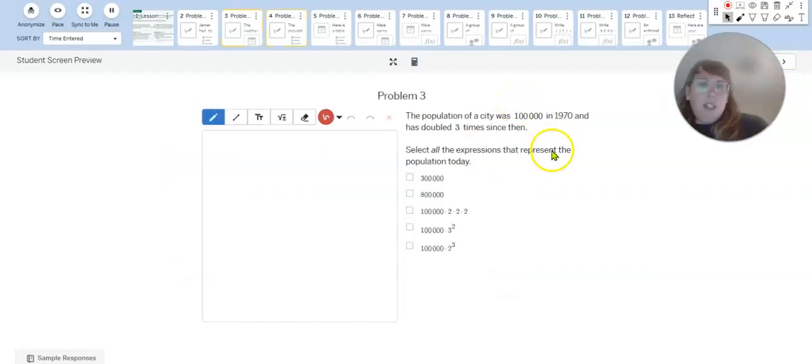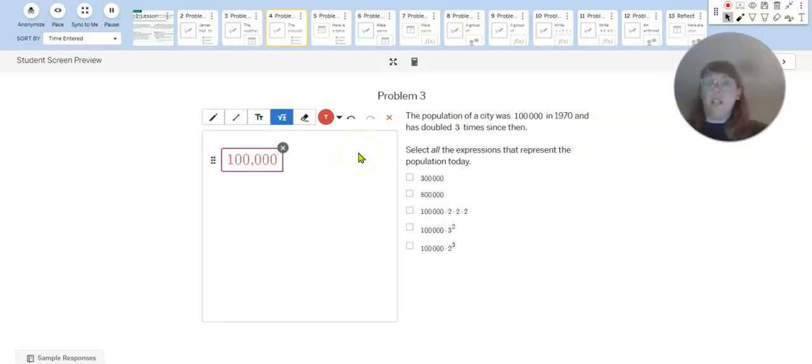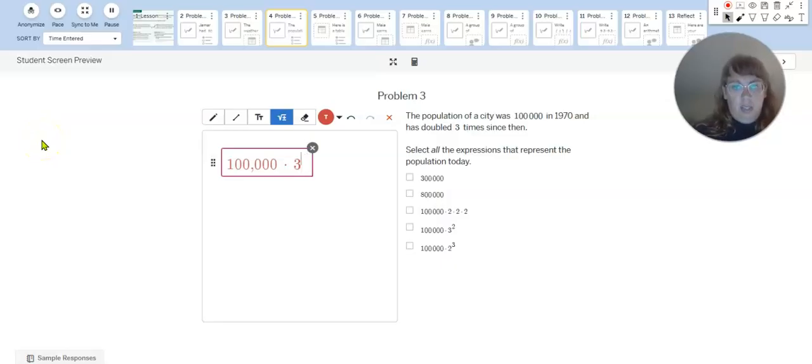The population of a city was 100,000 in 1970, and it has doubled 3 times since then. Select all the expressions that represent the population today. So we're starting with 100,000, and it's doubling. So it's going to be a geometric sequence with a constant ratio. The constant ratio is 3, and we're raising that to the nth power.